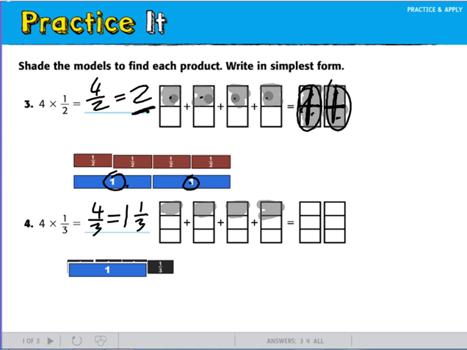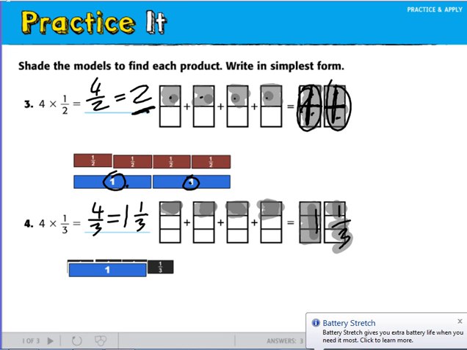Okay? Which when my shading happens, I have 1, 2, 3, 4. So I need to shade 4 squares. 1, 2, 3, 4. So that's 4/3 or 1 and 1/3. Okay? I see this one.